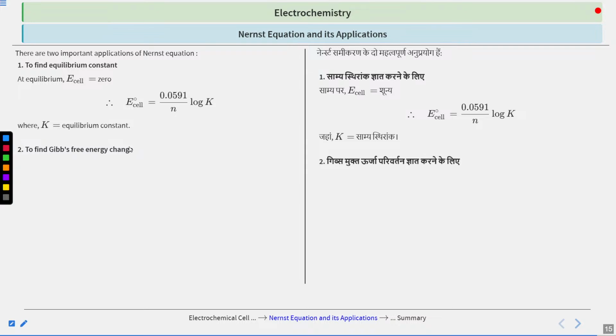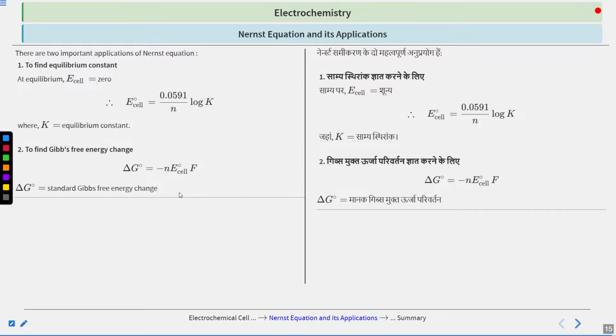Now how will we find the Gibbs free energy? It is given by delta G naught equals minus n E naught F. If it is not for standard conditions, you will just drop the naught. It's mentioned here also that this delta G naught is for standard Gibbs energy.